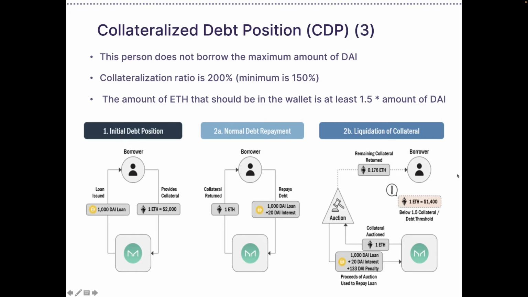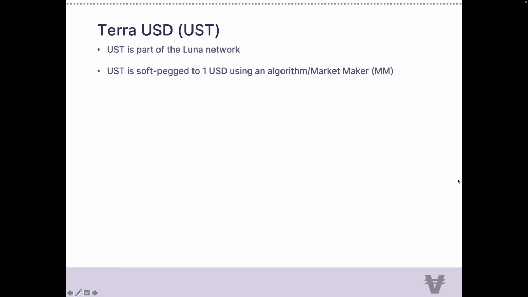All right, so the next and last but not least, well, actually it is the least at the moment, is Terra USD, abbreviated as UST, which is part of the Luna network, as we're all pretty much aware. It was soft-pegged to USD using an algorithm and market maker. So I want to explain the burn and minting mechanism first.